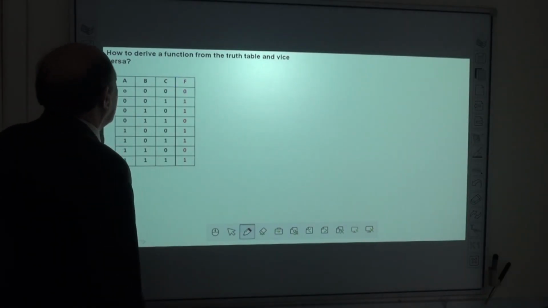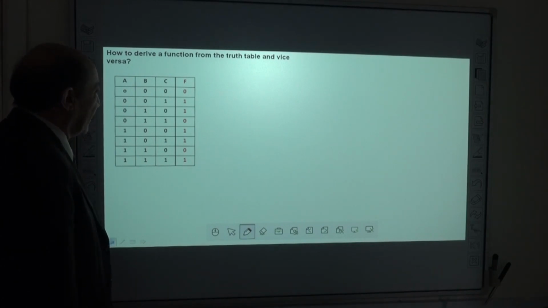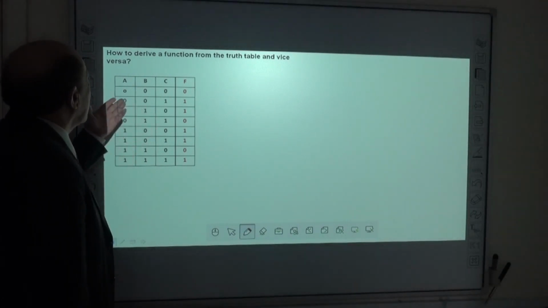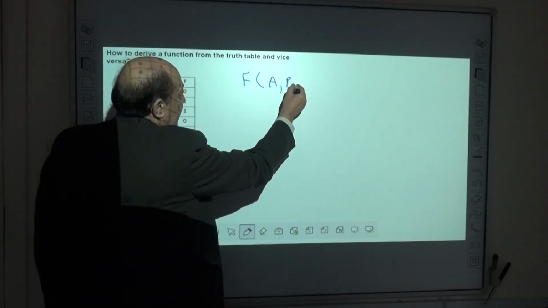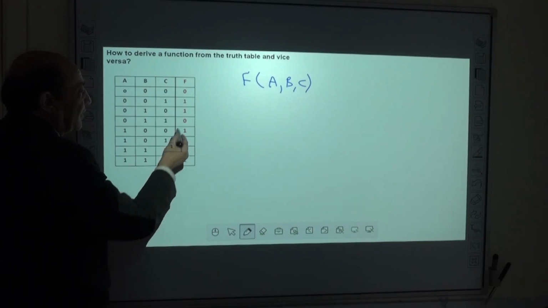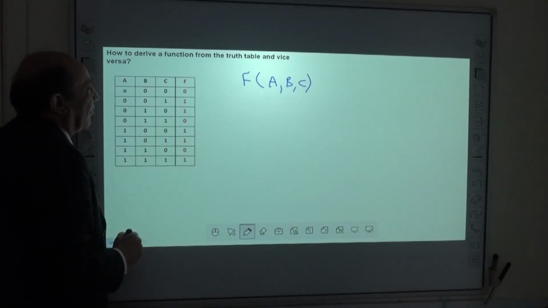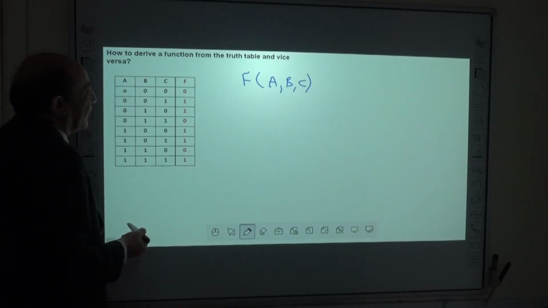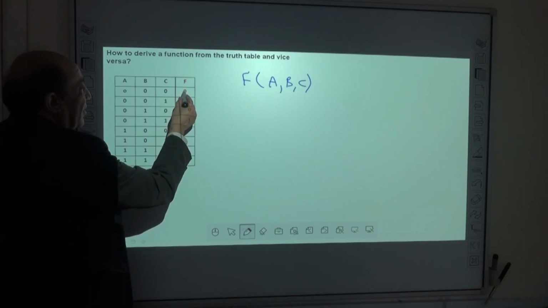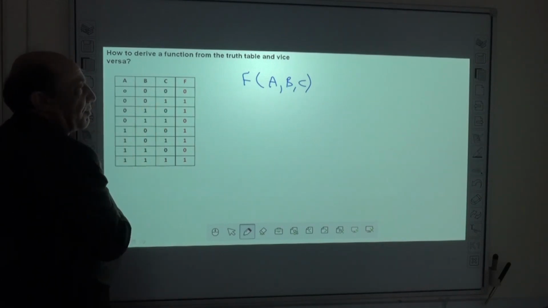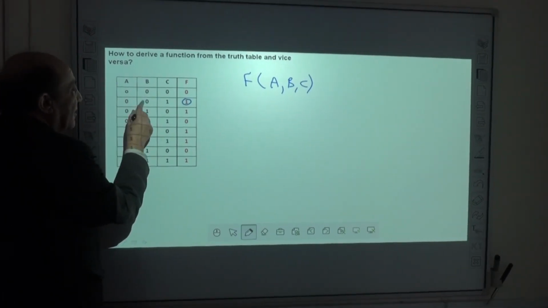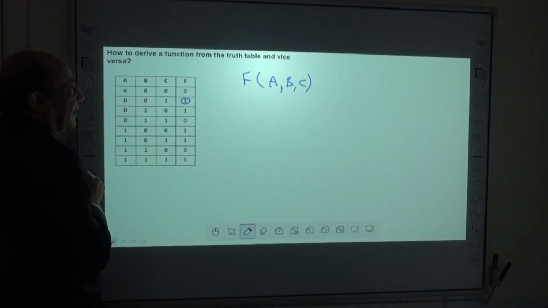Next, how to derive a function from the truth table and vice versa. Suppose we have the following function of 3 variables, function f of a, b, c. How can we derive the value of the function or express the function in an algebraic form? Do you see the function is 0 here, where a is 0, b is 0, c is 0, or a in complement form, b complement form, c in complement form. Function is 1 here, where a in complement form, b in complement form, and c in normal form.